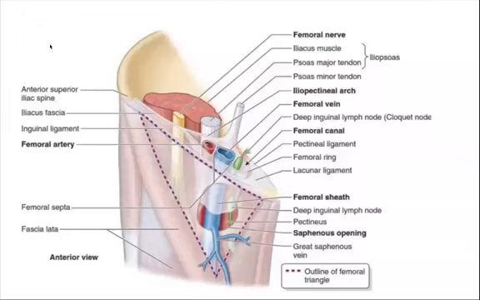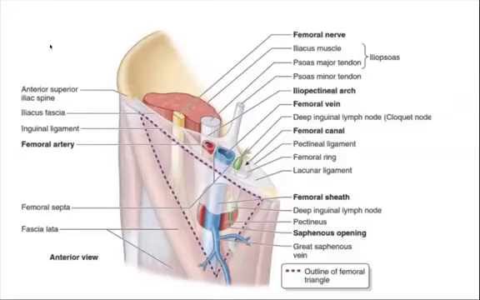So the femoral sheath divides this area into some compartments, and one of them is the femoral canal. In the femoral canal, what is the content? The Cloquet lymph node. And what is the clinical significance of the femoral canal? The femoral hernia can occur, but normally what is the main function of the femoral canal?